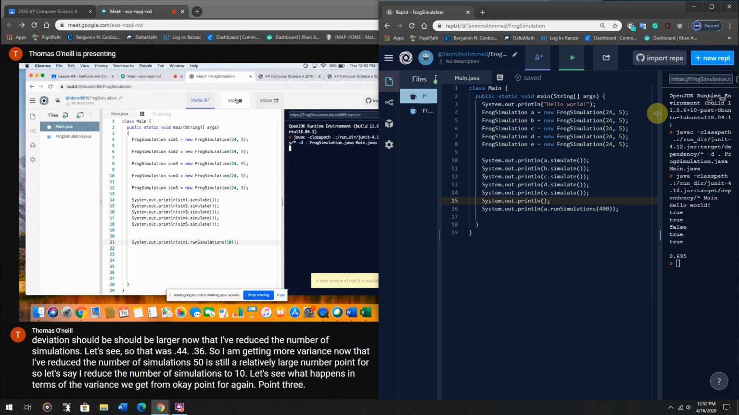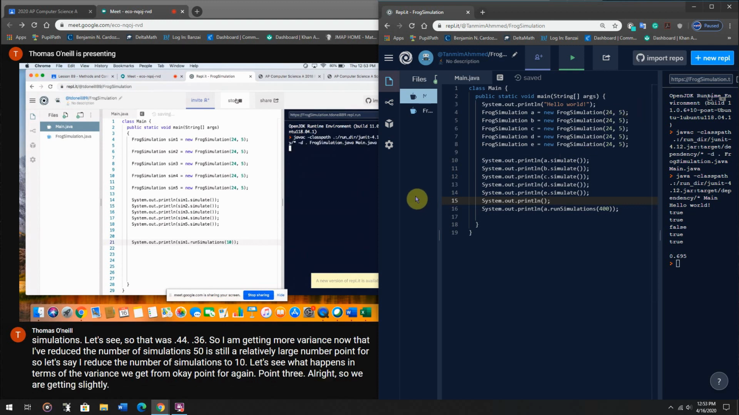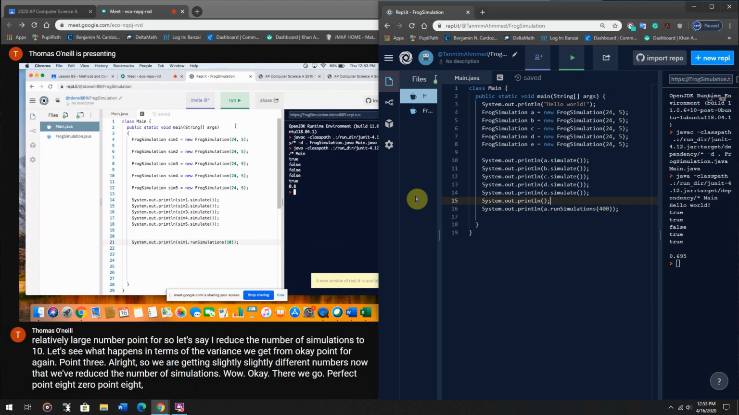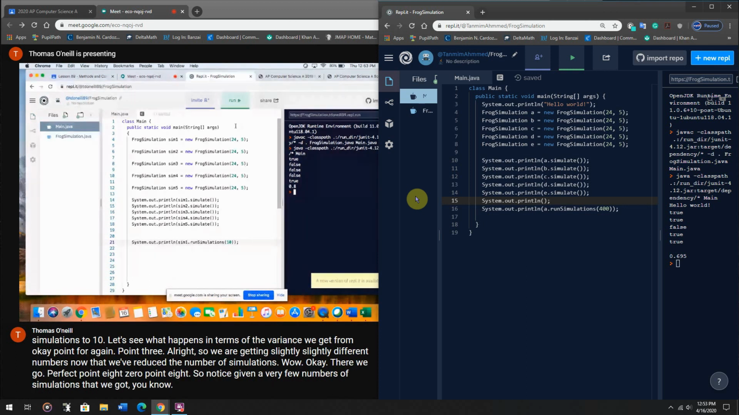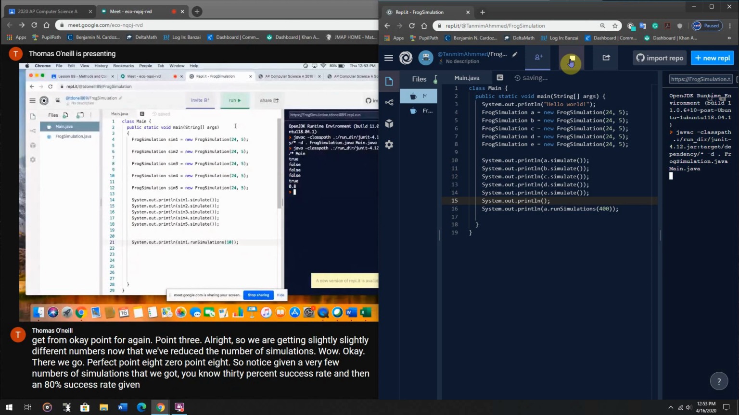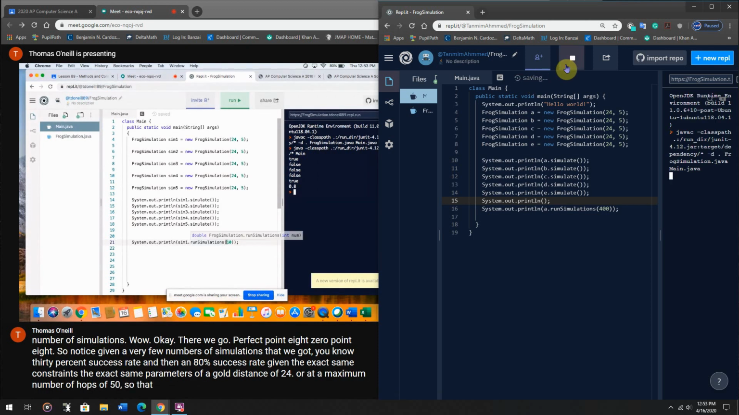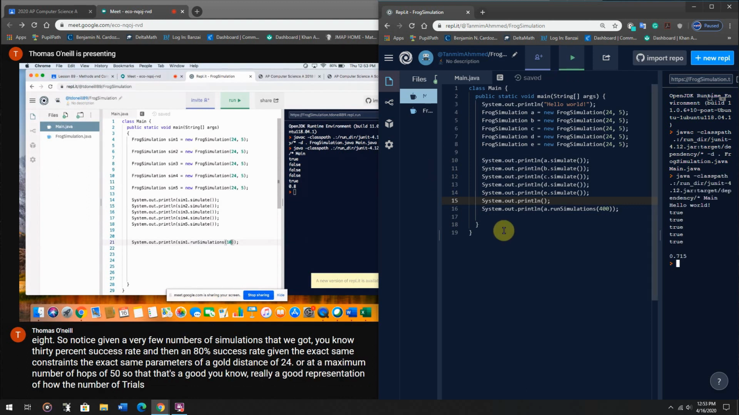0.3. All right, so we are getting slightly different numbers now that we've reduced the number of simulations. Wow, okay, there we go. Perfect, 0.8, 0.8. So notice, given a very few number of simulations, we got a 30% success rate and then an 80% success rate, given the exact same constraints, the exact same parameters of a goal distance of 24 and a maximum number of hops of 50. So that's a really good representation of how the number of trials or the sample size can impact the outcome of a simulation.